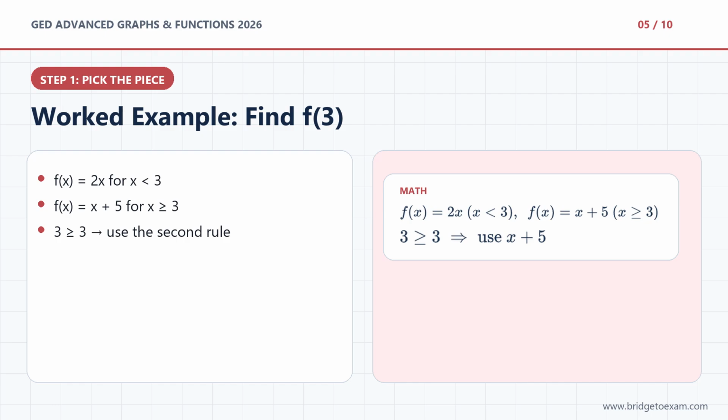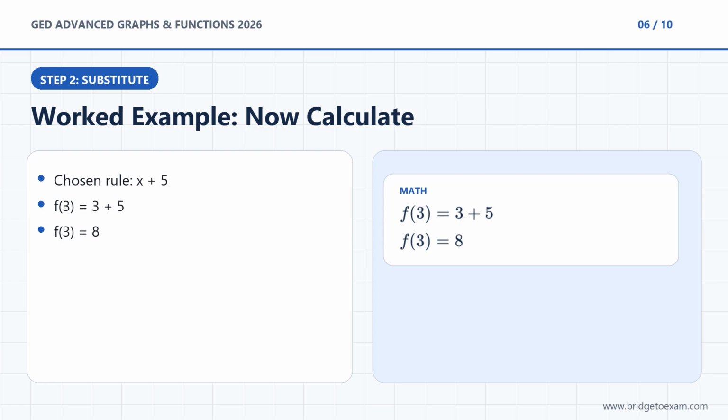Let's evaluate a piecewise function. f of x equals 2x when x is less than 3, and f of x equals x plus 5 when x is greater than or equal to 3. We want f of 3. Step 1, choose the piece. Is 3 less than 3? No. Is 3 greater than or equal to 3? Yes. So we use the second rule, x plus 5.